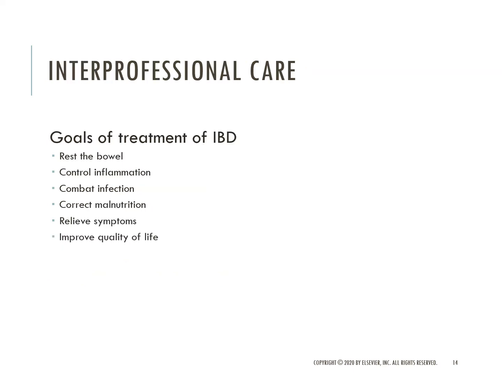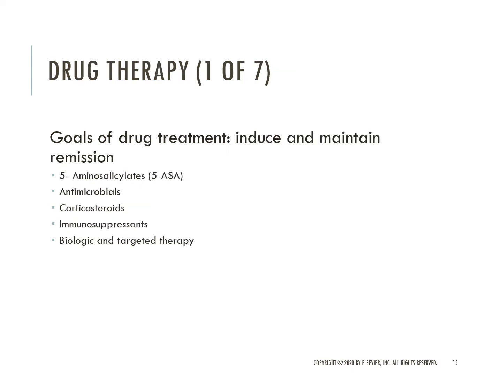Our interprofessional care involves resting the bowel, controlling inflammation, and preventing or combating infection. We also want to correct any malnutritional states and relieve their symptoms to ultimately improve quality of life. There's a couple different medications and drug classes we can use to help achieve remission. You'll learn more about these in your pharmacology class. They're covered in your textbook, so I'm not going to go into too much detail here.